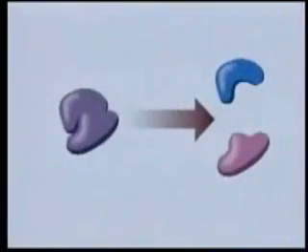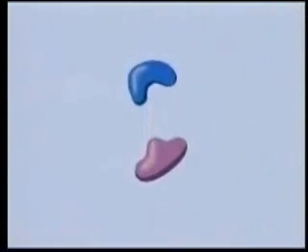Here's an example of a chemical reaction. One large compound is broken into two smaller compounds. This reaction takes place much too slowly to be useful in a cell. In order to speed up chemical reactions, cells make special proteins called enzymes.